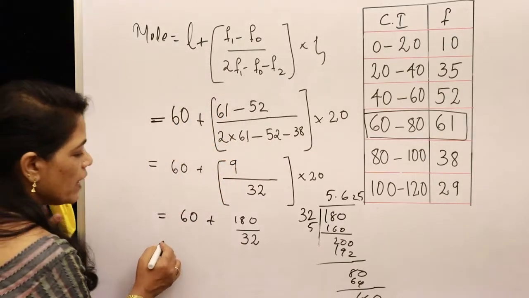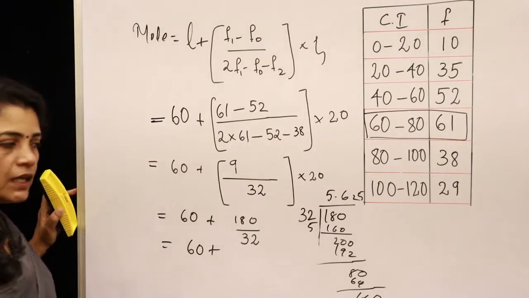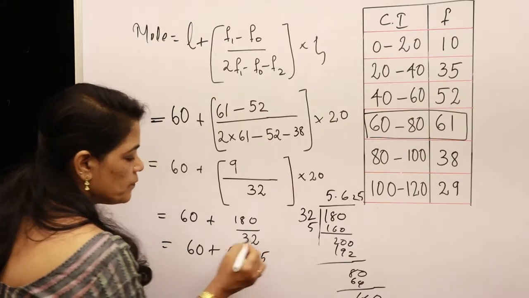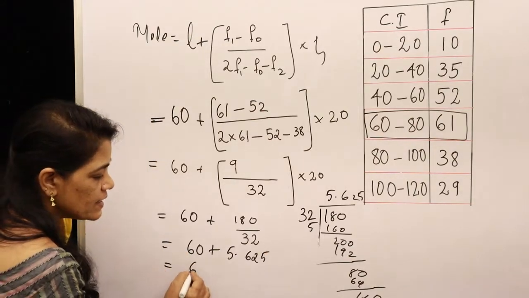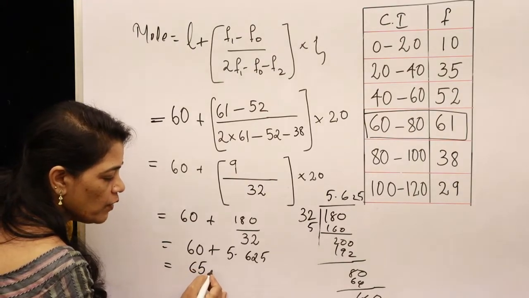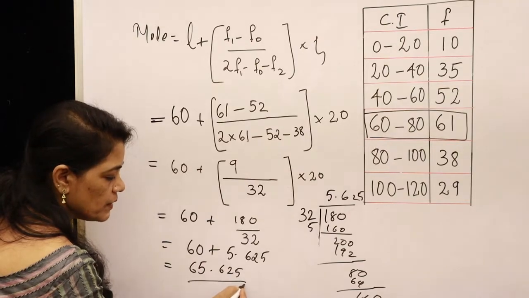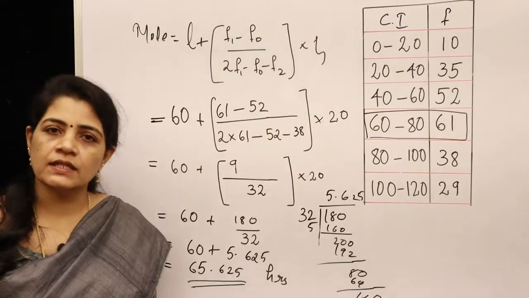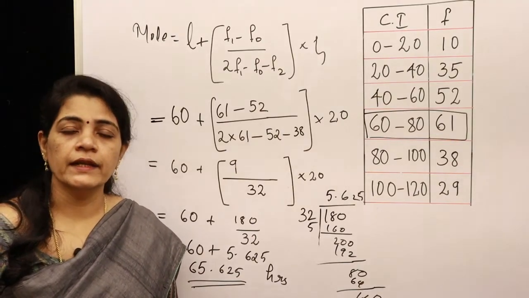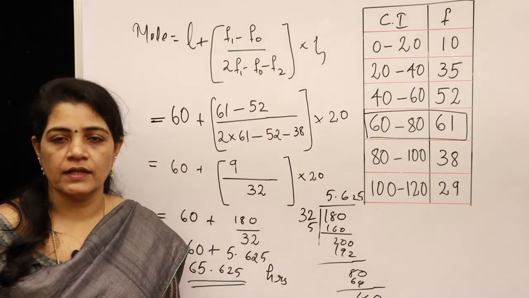So after dividing, we have seen that 180 divided by 32 is 5.625. On adding, the 5 will go with the whole number 60, so 60 becomes 65.625. So this is the modal lifetime for the 200 electrical components.